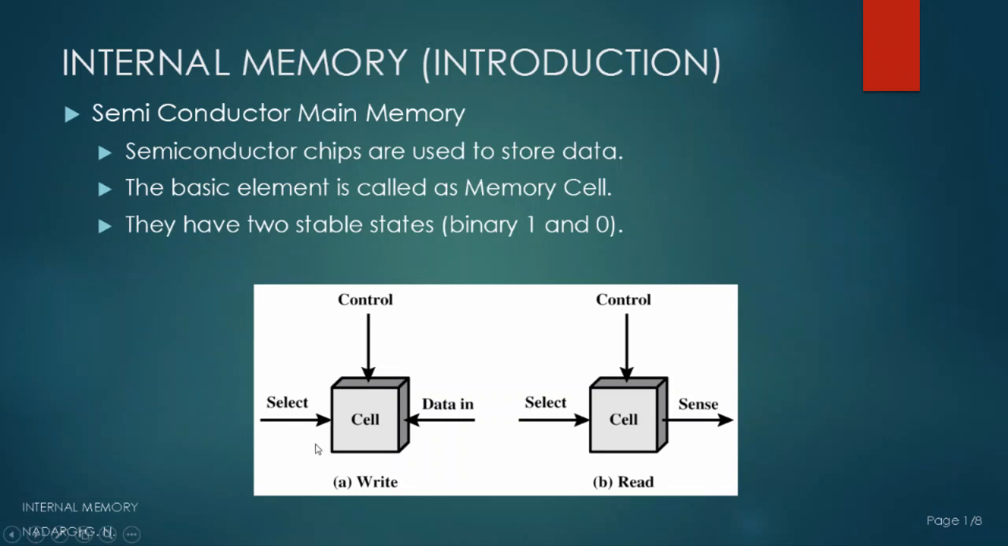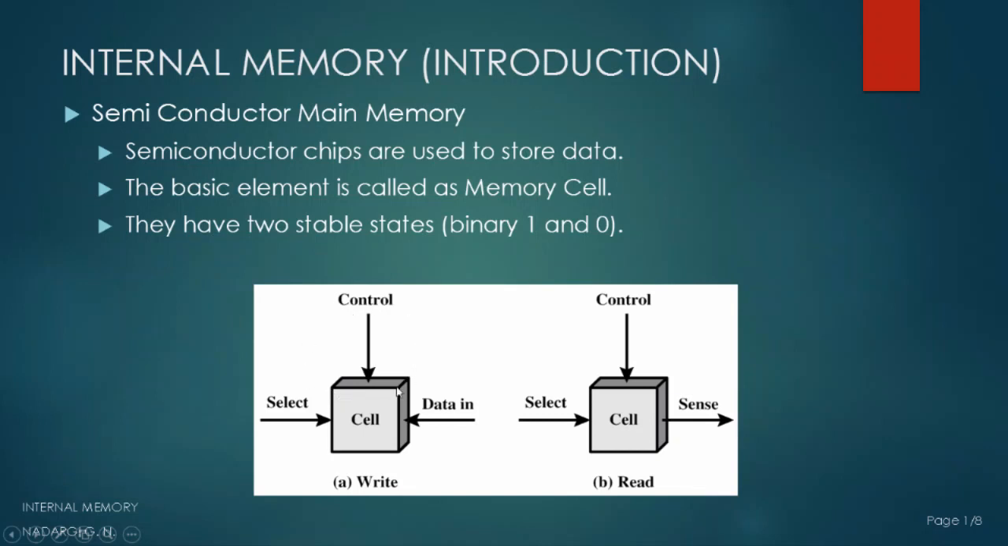Now the select terminal selects a memory cell for a read and write operation. So if I want to select a particular cell, I will use this terminal for selecting, for read and write purpose. Whereas the control terminal indicates read or write operation. So whatever operation I am going to do, I will indicate using this control terminal.